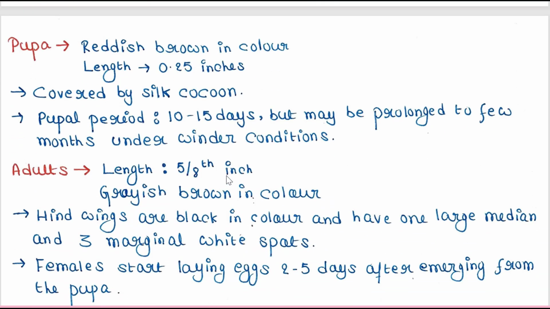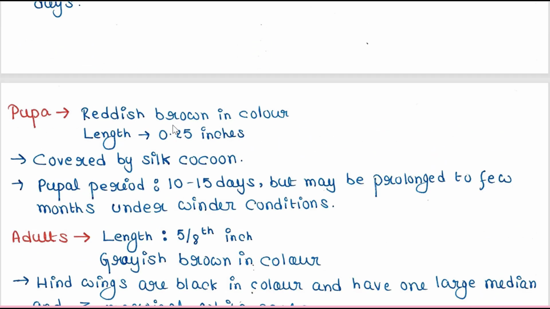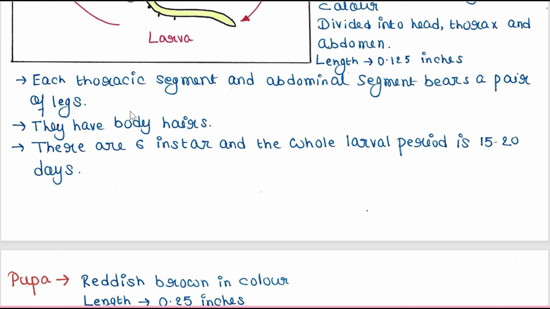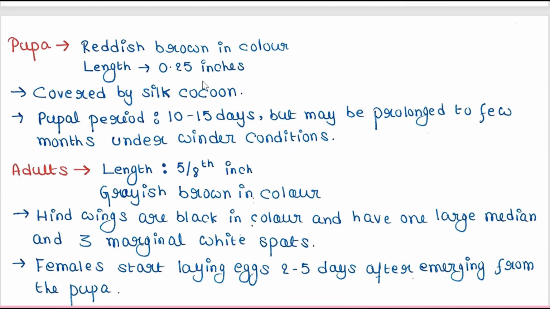And then it is the pupal stage. So after the 6th instar stage, it is the pupal stage. So pupa is reddish brown in color just like this. And its length is 0.25 inches. It is covered by silk cocoon. Pupal period is 10 to 15 days, but it may be prolonged to a few months under windy conditions. So when there is a windy environment, it takes time to grow.